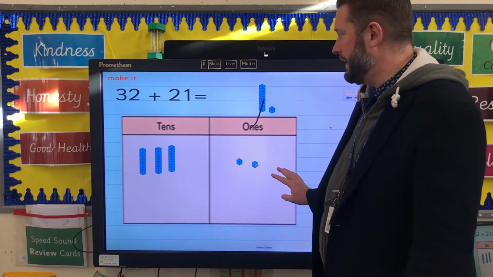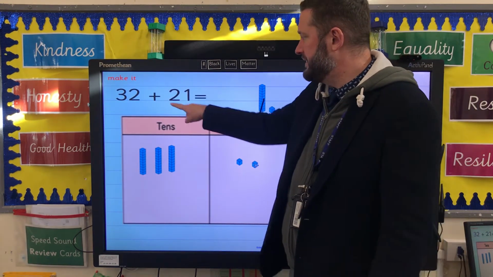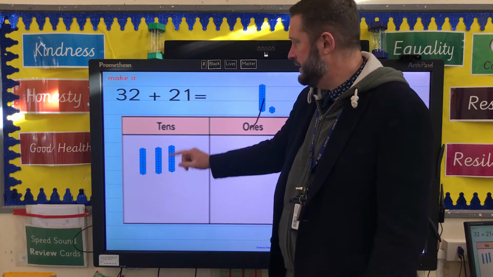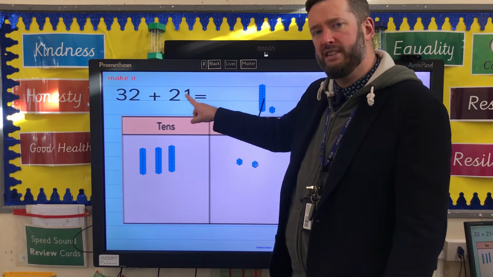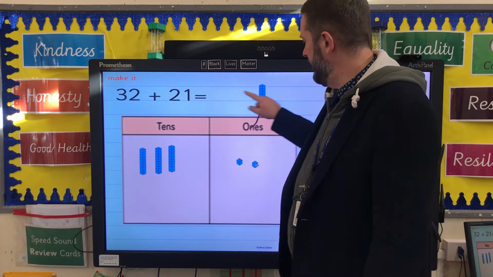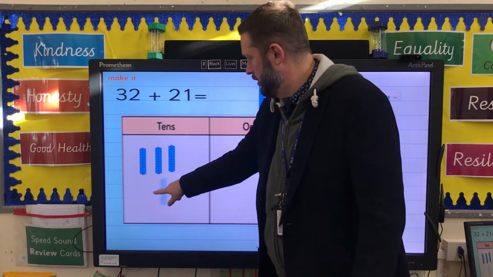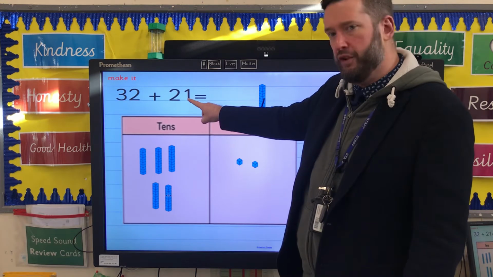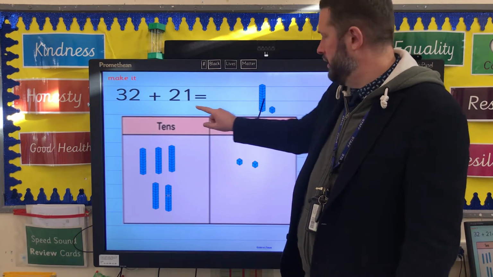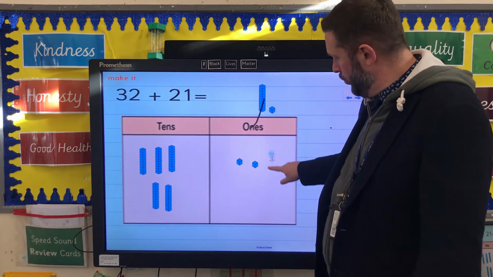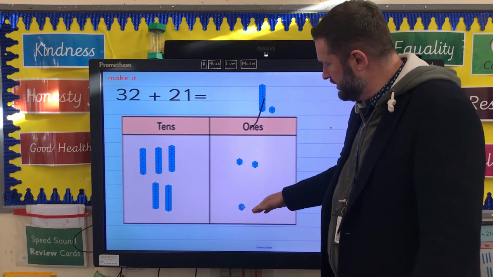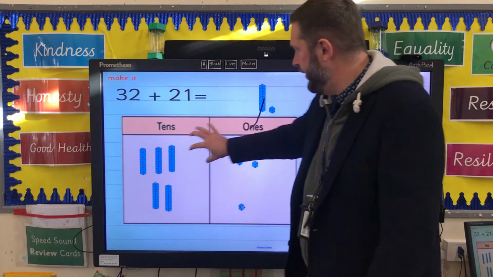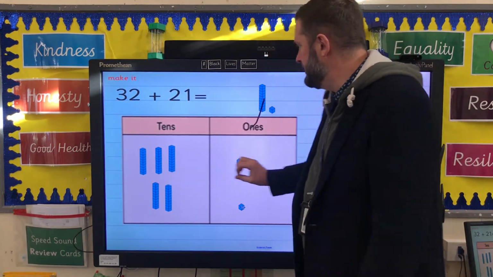Okay, I've made it on my place value chart. Now I'm going to make the second number underneath. How many tens in 21? That's it. There are 2. How many ones in 21? That's it. It's 1, and I'm going to make it underneath my other ones. So I've got 32 and 21.